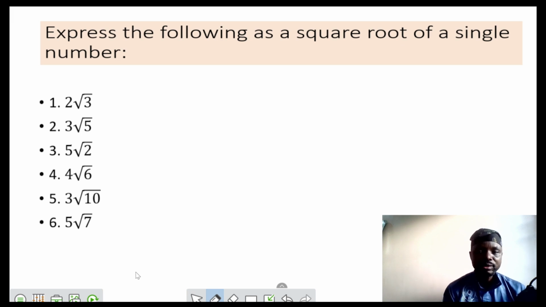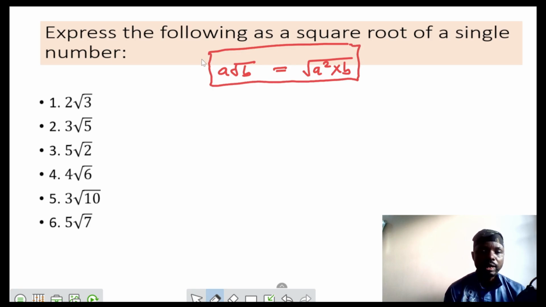And this one is the reverse of that surd. What if you have a simplified surd and they want you to express the following as a square root of a single number? The square root of a single number, that means you want this. What you apply here is this. When you have a root b and you want this a to enter the umbrella of this root, this a will carry a square. That means a squared times b, right? So this is the method you apply in all of them. So like this one will become 2 squared times 3.